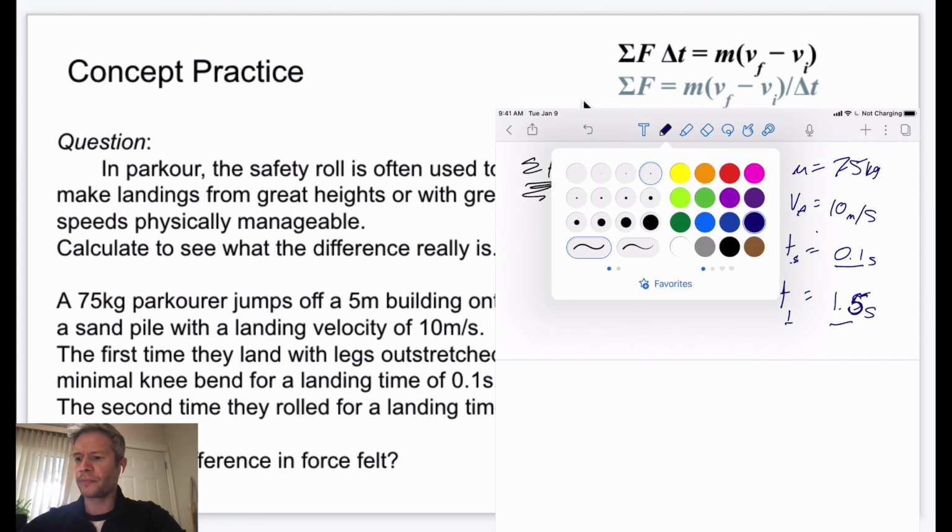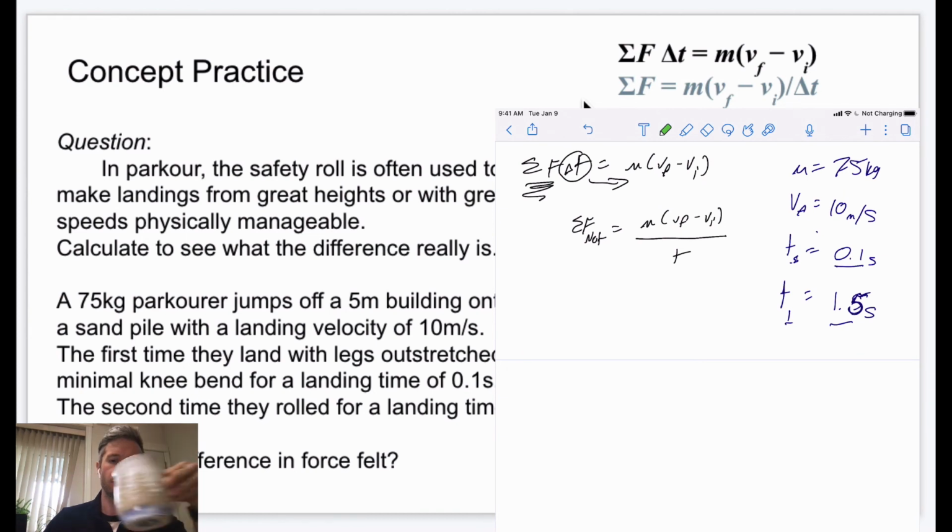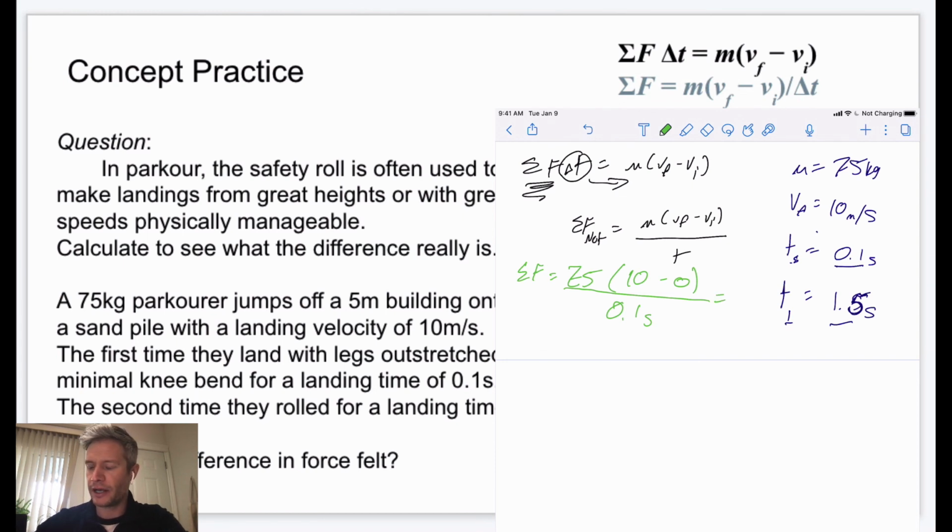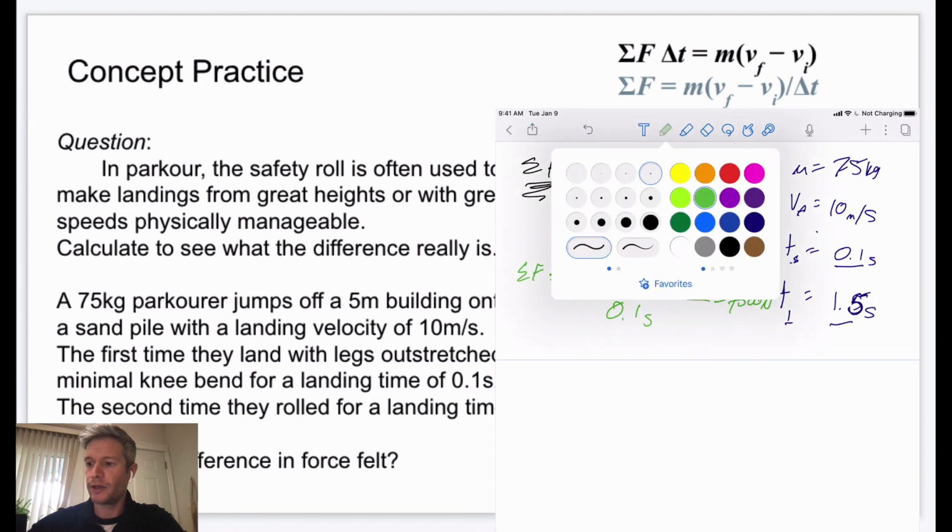And again, as I mentioned, you just plug and play. So we have the sum of force. In the one scenario, mass is 75 kg times our velocity final, which is 10, minus, just at the top of the building before the free fall, 0 meters per second. I'm going to put that all over the time, so 0.1 seconds. And when we calculate that out, we see that we have 7,500 newtons of force.